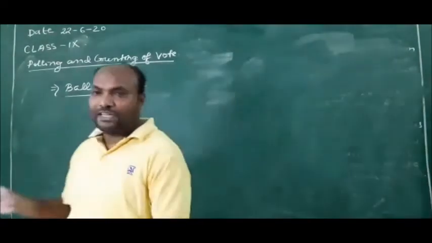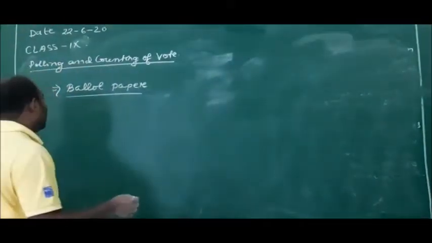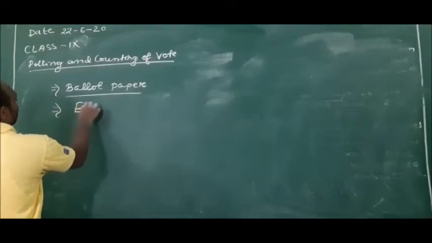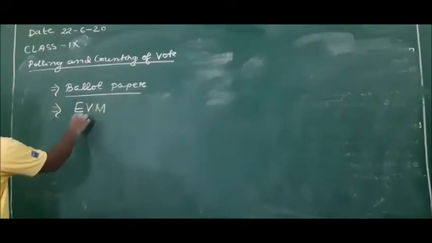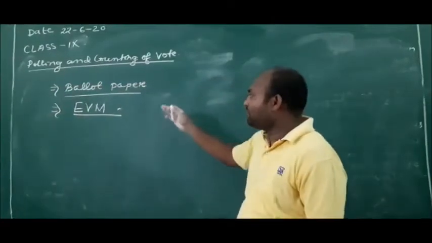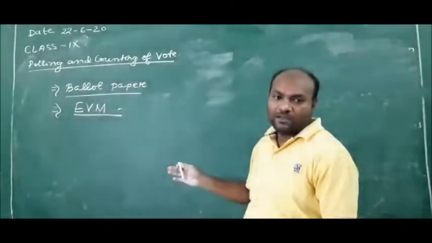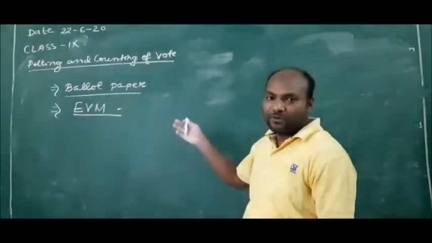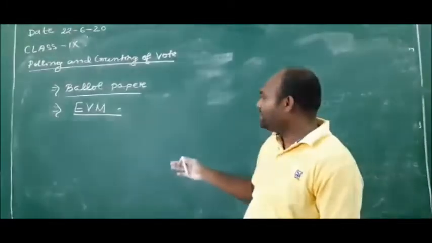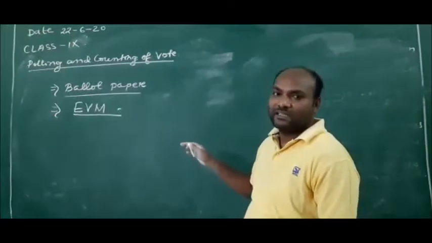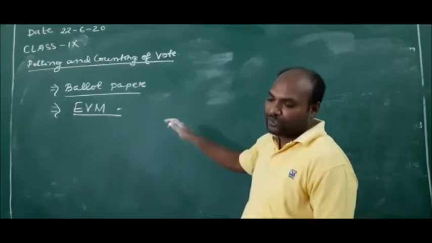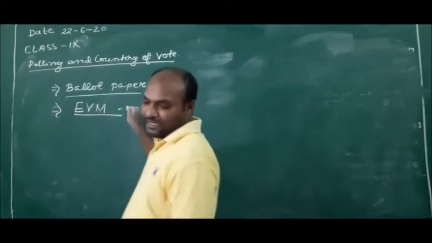But right now, dear children, we see the coming of electronic voting machines. In short form, it is known as EVM. At the old time there was the ballot paper, so the voters were using ballot paper and casting votes. But right now we see the coming of electronic voting machines, known in short as EVM.